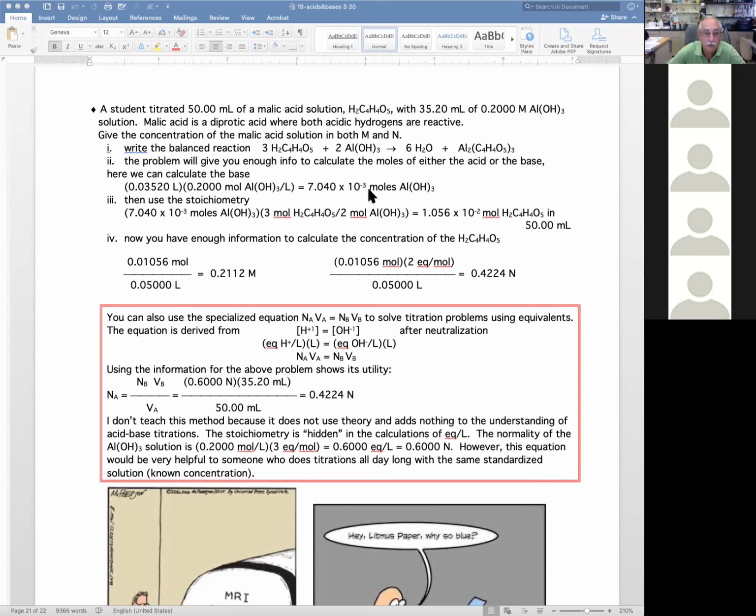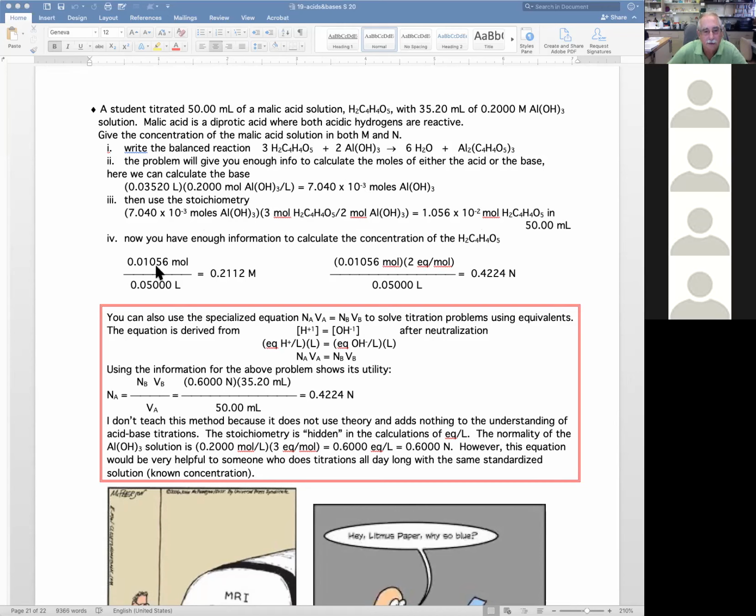Then we used stoichiometry to convert moles of aluminum hydroxide into moles of malic acid. Notice that there's a 3 in front of that and a 2 in front of that. So now we have the moles of malic acid, and we know its volume. It's in 50 milliliters.